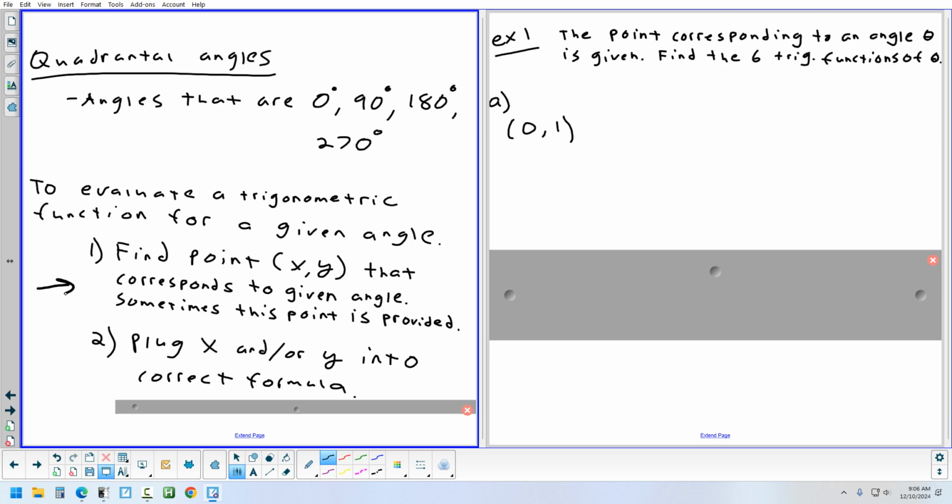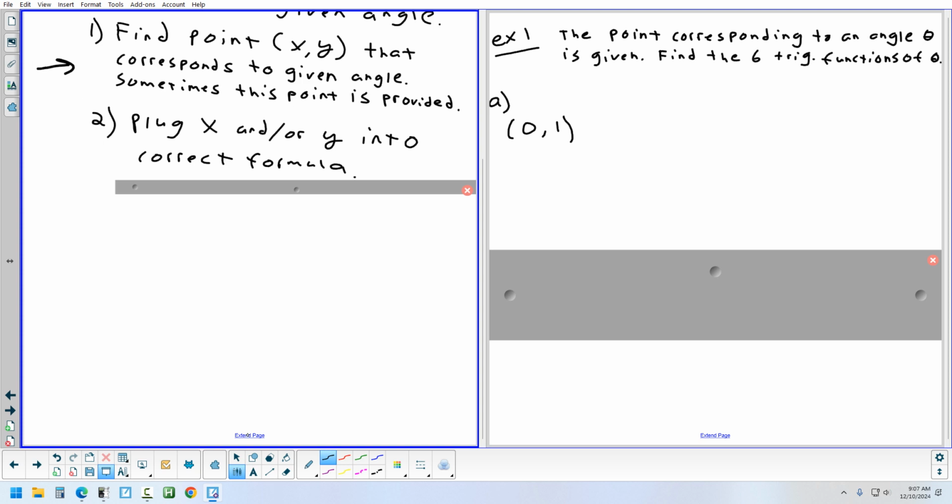So this coordinate is going to represent a certain angle. What angle it represents isn't really important. What's important is that we know the coordinate. But while we have it up there, does anybody think they know what angle, if you drew it on this circle, would have the terminal side go through the coordinate 0, 1? 0, 1 is on the edge of the circle somewhere. Anybody think they know? Yeah? 90 degrees? That's a 90-degree angle, yes.